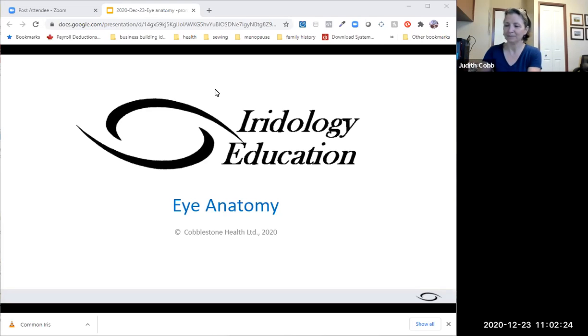Now, here's one thing we know about eye anatomy. It's not sexy, right? It's not one of those things that usually people go, pick me, I want to learn eye anatomy. The interesting thing though is if you don't know eye anatomy and if you don't know it well, you can't do iridology very well. We need to understand how the eye is put together and how that impacts what we are seeing, and it helps us to understand how to interpret things a little bit as well.